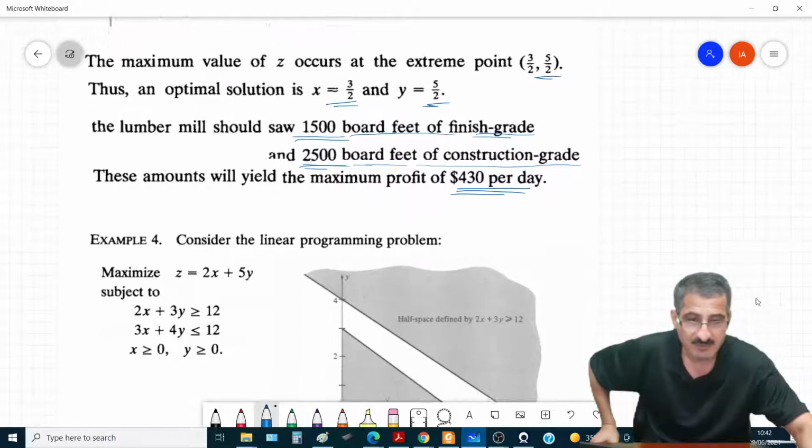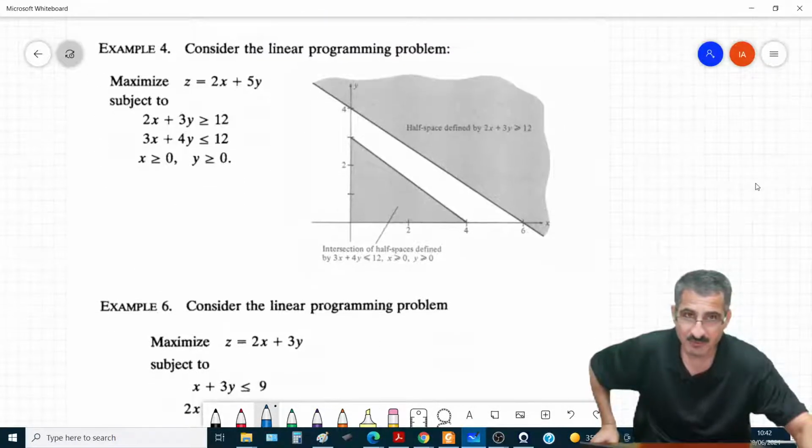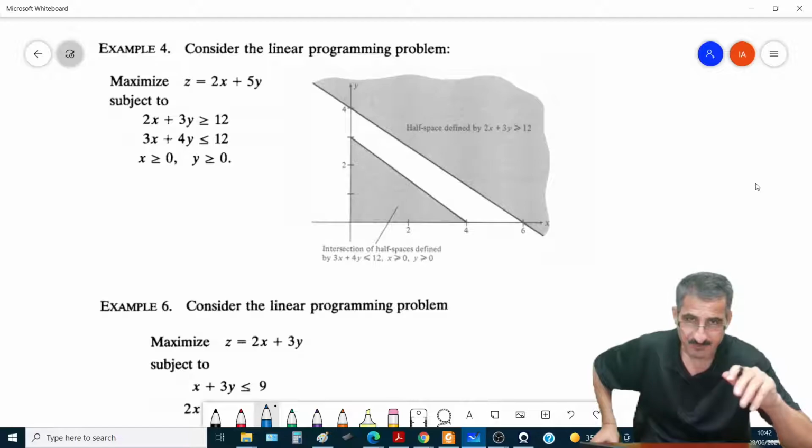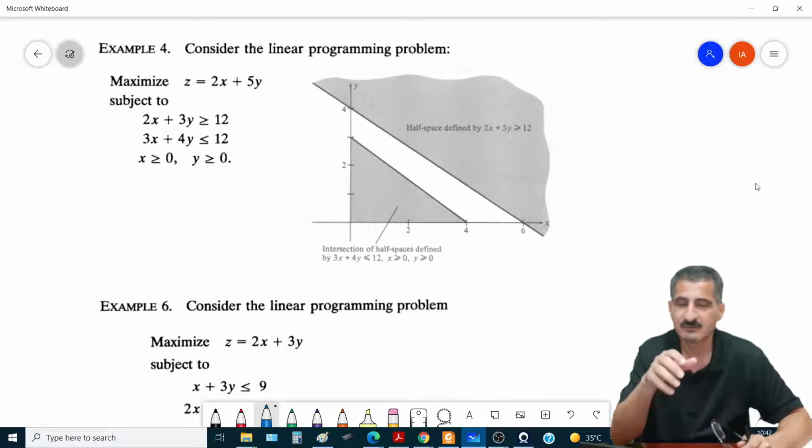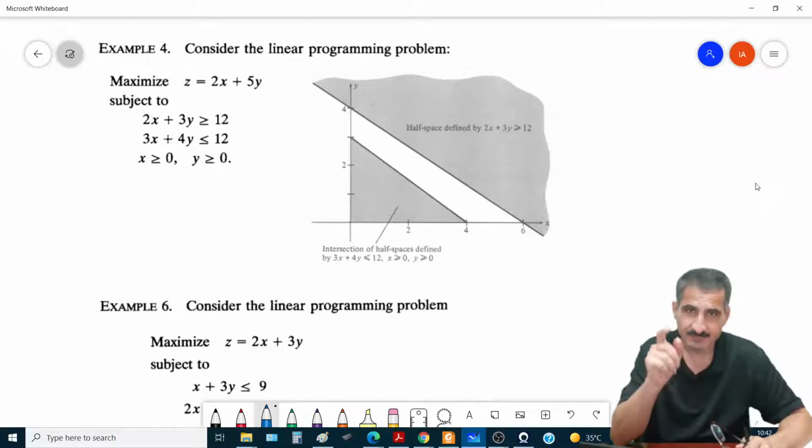Good. Now, so the idea: go to the extreme points. First, find the extreme points. Okay? Go to the constraints. Draw lines for each constraint. Take the intersection. You get the convex set of feasible solutions. Get out the corners, the extreme points. Substitute each one of them in the objective function. Then you get the maximum. Then you are done. Easy, huh?